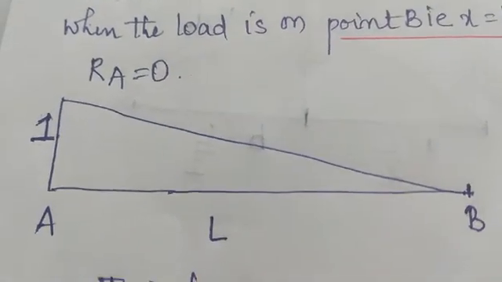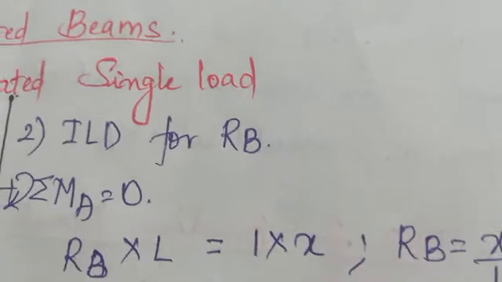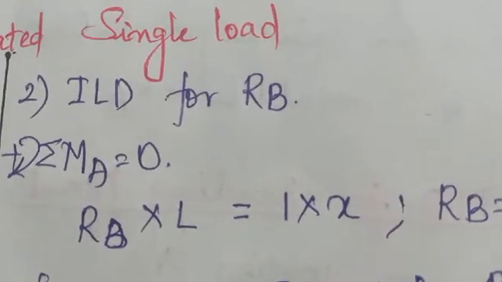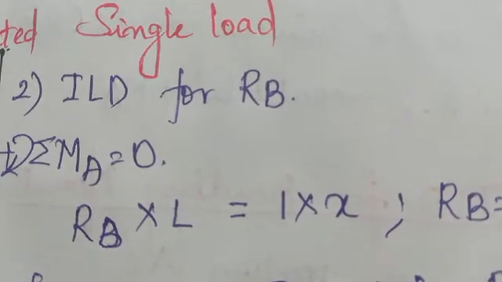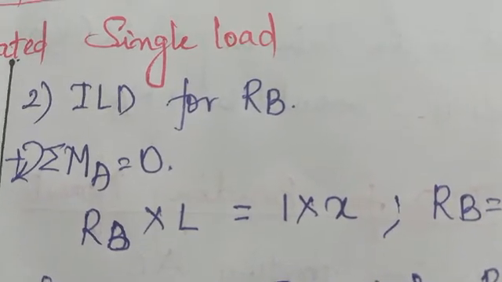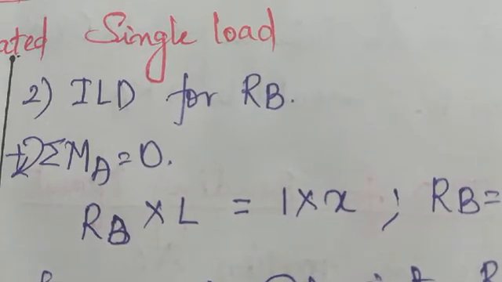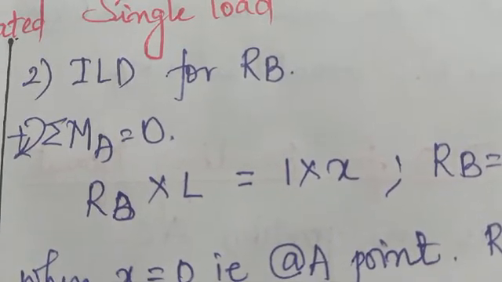Okay, this was the influence line diagram for RA. Next, let us do the influence line diagram for RB. Same thing: when I am calculating RB, I have to take the summation of all the moments at point A. That's why my conventions are the same. Clockwise is positive, anti-clockwise is negative.